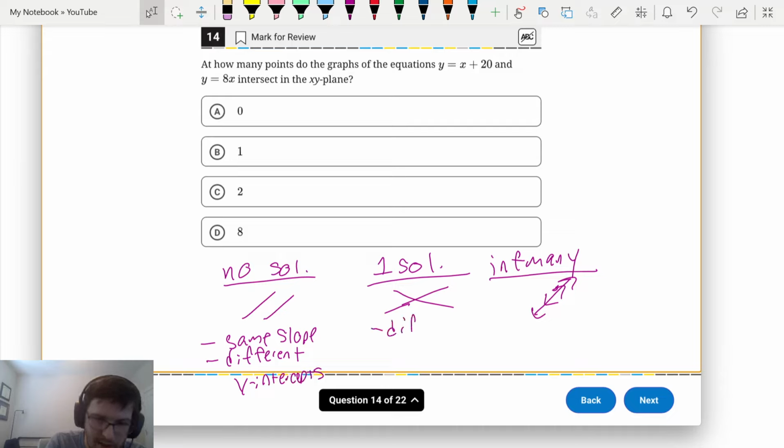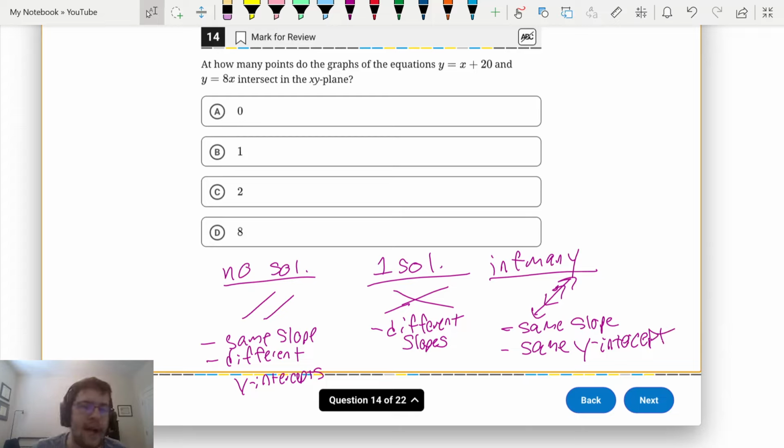One solution just has different slopes. And infinitely many means it has the same slope and the same y-intercept. I highly recommend that you memorize this before the test because they ask lots of questions about this. Again, for this one, you could just graph them, but what if they gave you an algebraic one with letters instead of numbers? You wouldn't be able to just graph it. You would have to use some kind of prior knowledge.